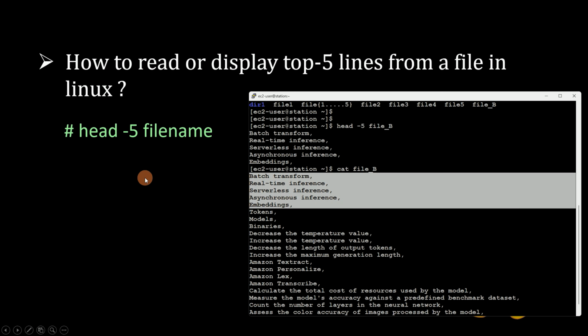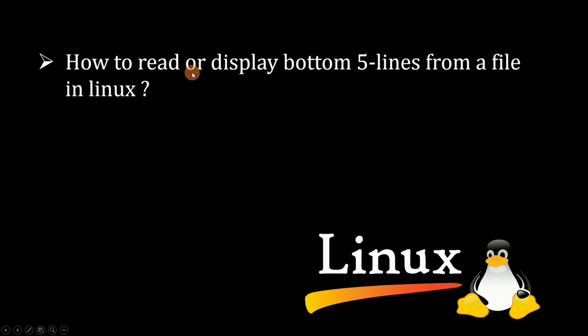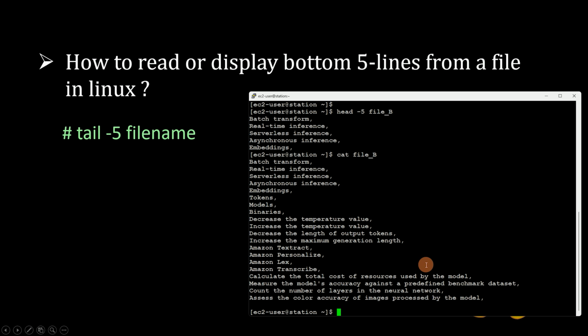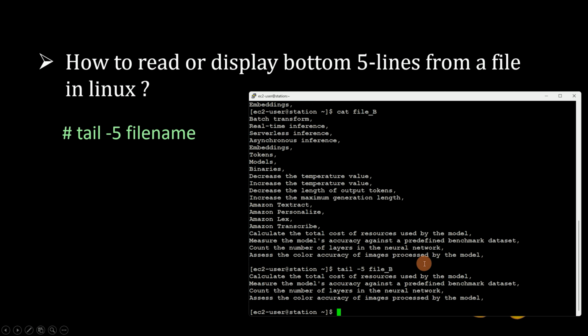And now let's move to the next question: how to read or display bottom 5 lines from a file in Linux. So for that command is tail -5 then file name. It's in the same manner, but for the top there is head command, for the bottom there is tail command. Rest it is same. So you can already verify last lines are here. So let's try on the same file, tail -5 and file name is file underscore b. Yeah, you can see we are getting the last 5 lines only.